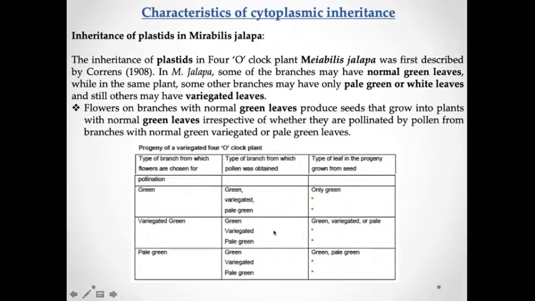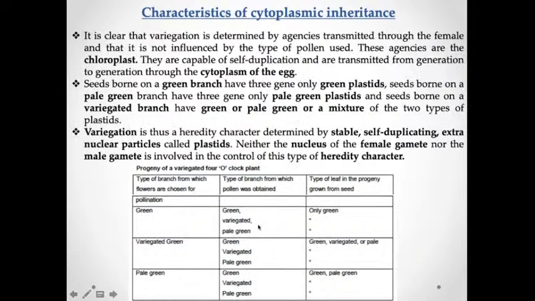In all the cases, whereas in the pale green branch there was no variegated part coming. It was mainly green and pale green. So variegated green was coming in all the cases, and there is some reason behind it. What was the reason? It is clear that variegation is determined by the genes transmitted through the female, and it is not influenced by the type of pollen used. So it depends upon the female, and not on the type of pollen used.